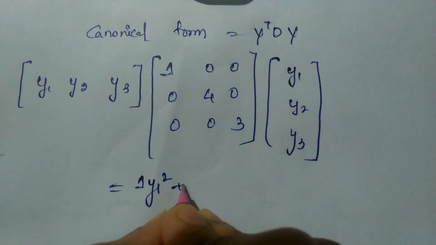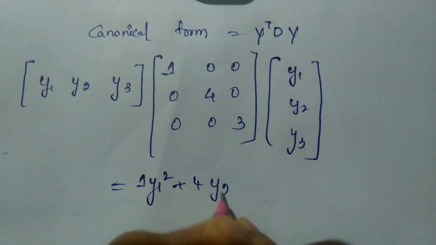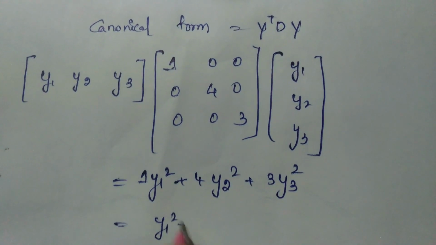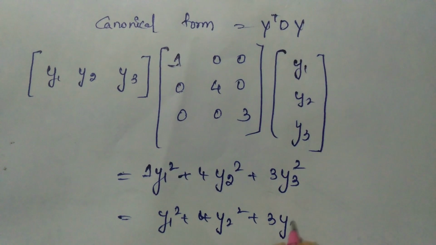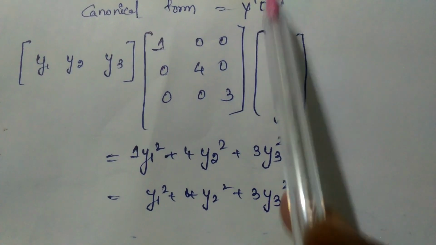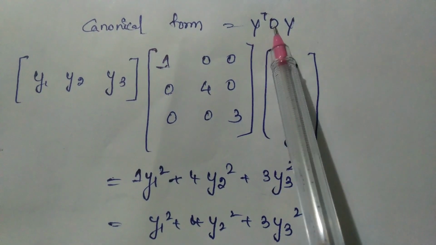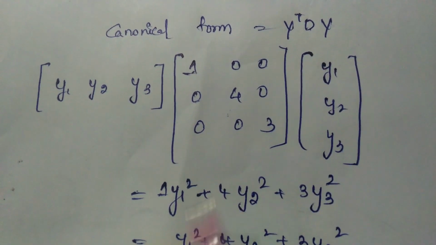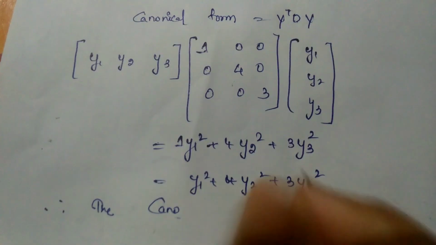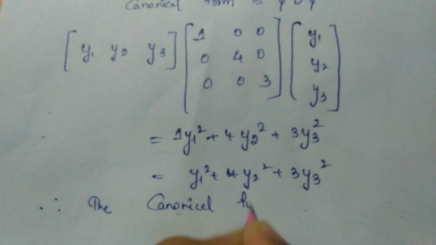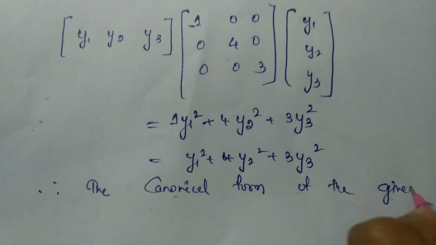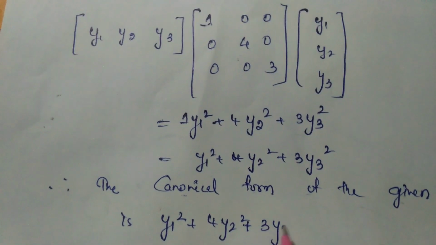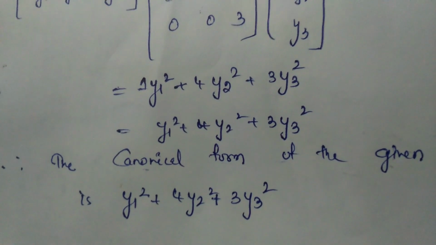So this gives us the final canonical form: y1 square plus 4y2 square plus 3y3 square. This is our final canonical form, and we can find it by using Y transpose D into Y, where D is a diagonal matrix and Y is a variable matrix in terms of Y1, Y2, Y3. So when you multiply these three, we get this equation. So the canonical form of the given quadratic form is y1 square plus 4y2 square plus 3y3 square.